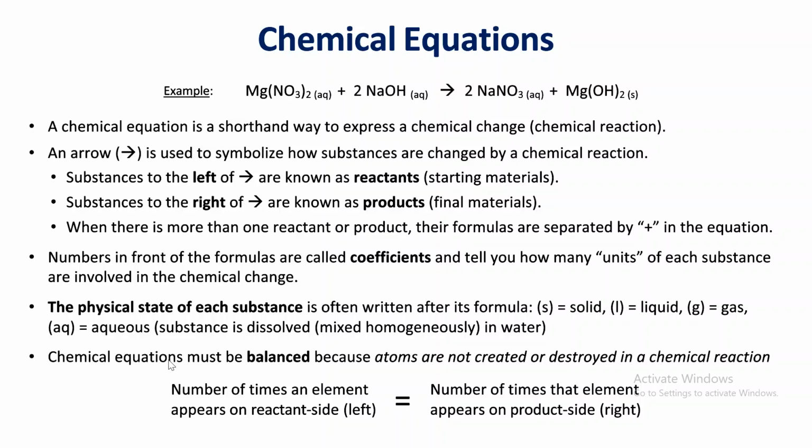Another thing is that a chemical equation must be balanced because atoms are not created or destroyed in a chemical reaction. They have to stay the same. So the number of atoms that we start with on the left side of the equation, on the reactant side, has to add up to the number of atoms that are formed on the product side.